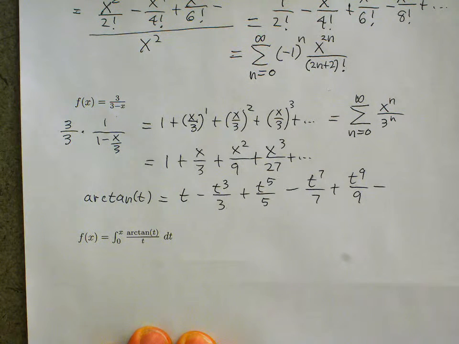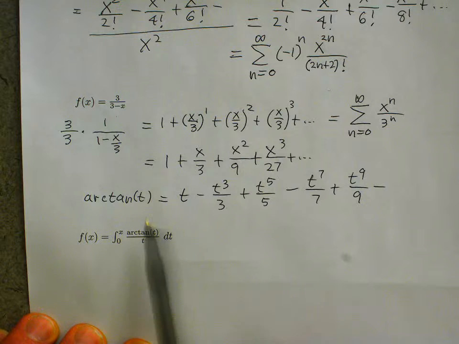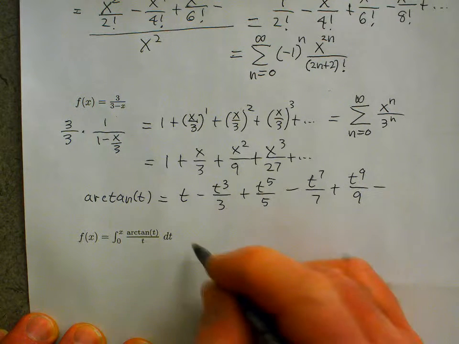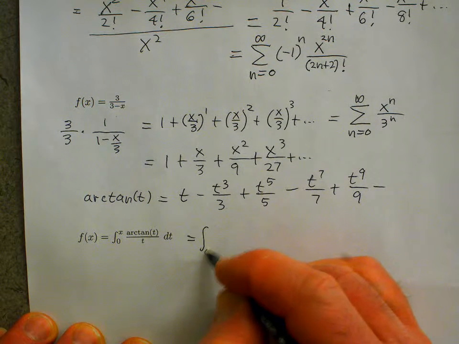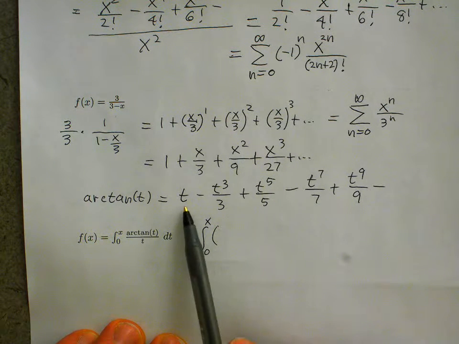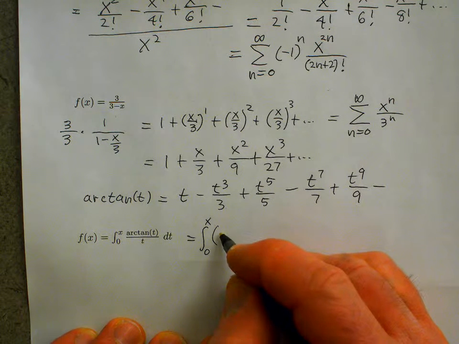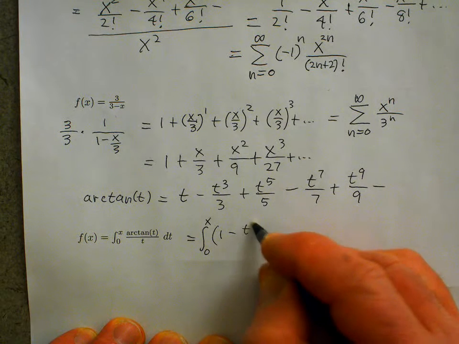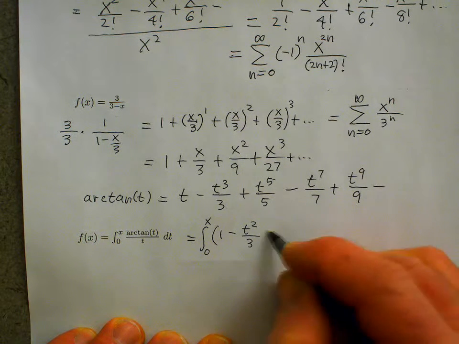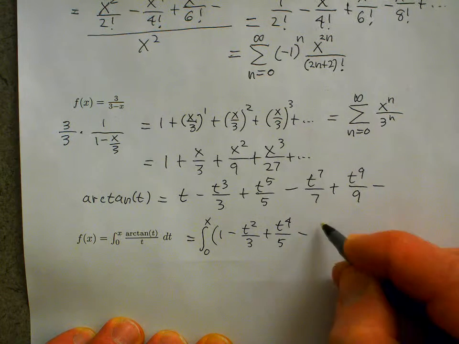Is that how you remember? Okay, then the integrand is arctangent of t divided by t. So we can just write down what we get when we divide each of those terms by t. So it's the definite integral from 0 to x of 1 minus t to the second over 3 plus t to the fourth over 5, and so on.